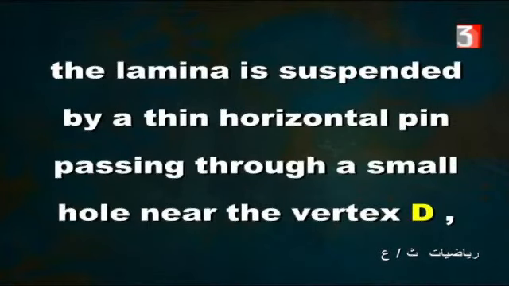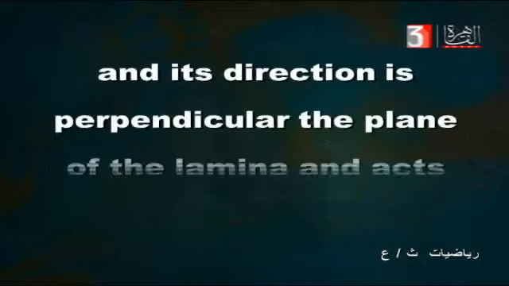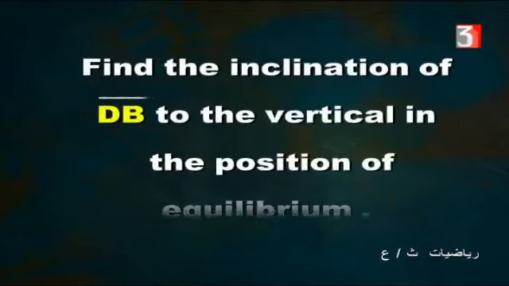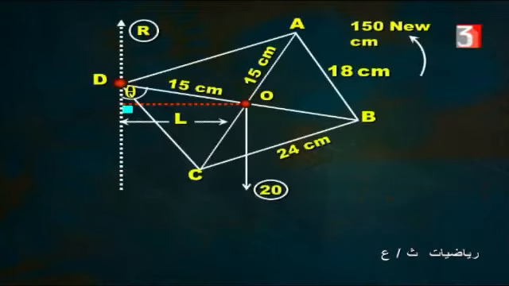The lamina is suspended by a thin horizontal pin passing through a small hole near the vertex D, so that its plane is vertical. If a couple, the magnitude of its moment is 150 Newton centimeter and its direction perpendicular to the plane of the lamina, acts on the lamina, find the inclination of BD to the vertical in the position of equilibrium. Solution. Look at, my dear student.